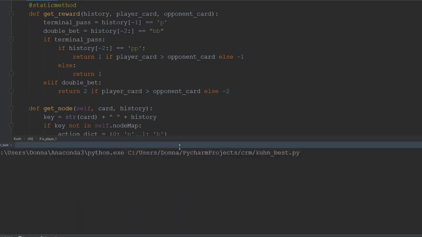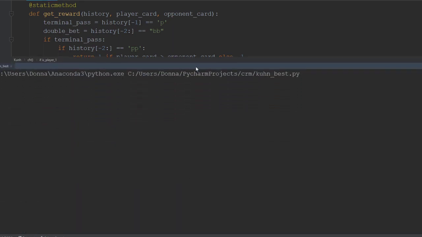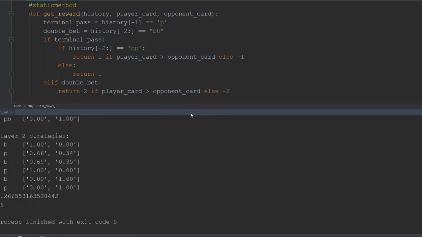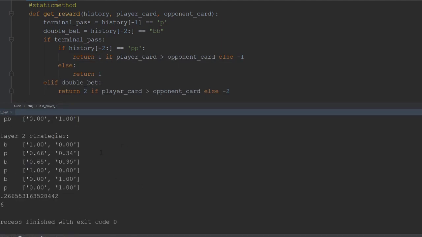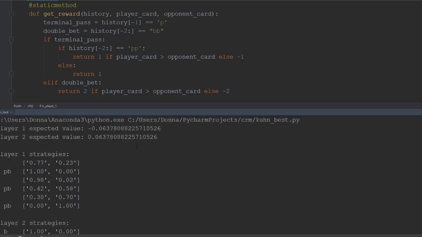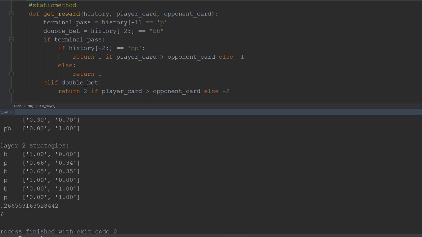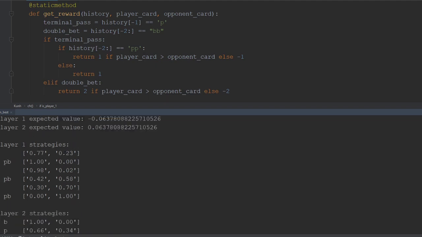Okay, and when we run this about 50,000 times, there we have our Nash Equilibrium. The actual value is supposed to be 1/18, which is about 0.055. So it's pretty much similar. And then we have the perfect strategies, or the optimal strategies, for player 1 and player 2.